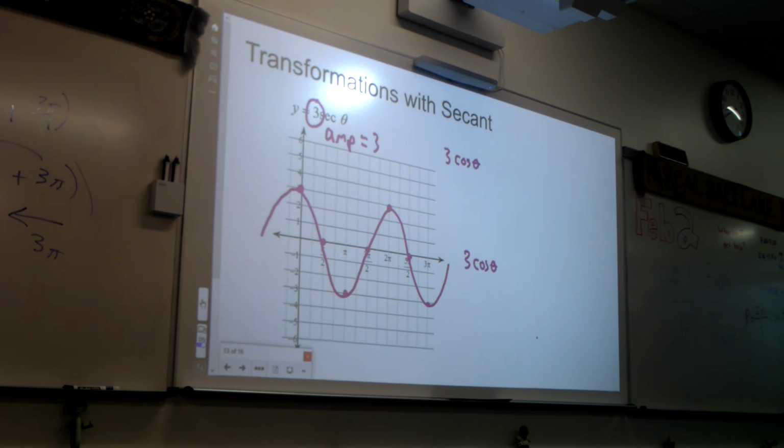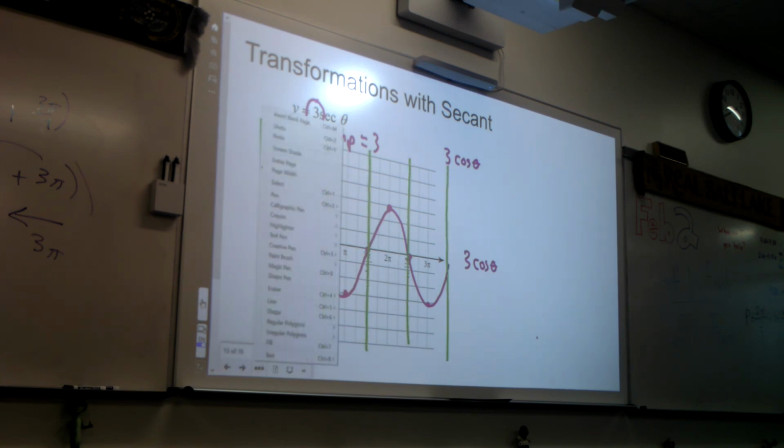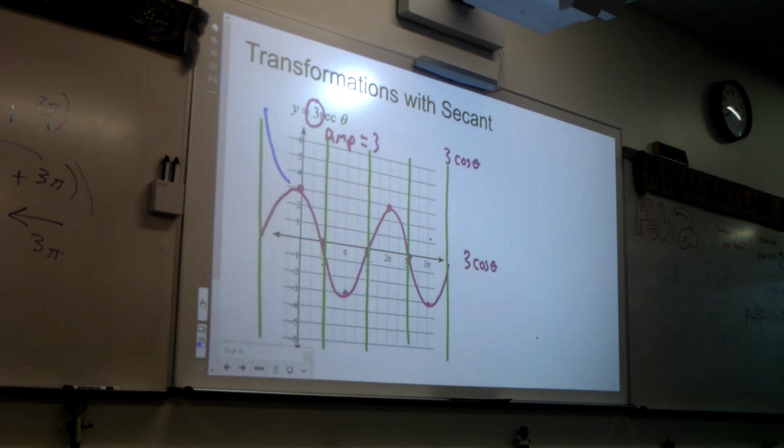Okay, so then is our thought process any different? We just put vertical asymptotes at the x-intercepts. And then what do we go from there? Use and flip. Isn't that pretty?